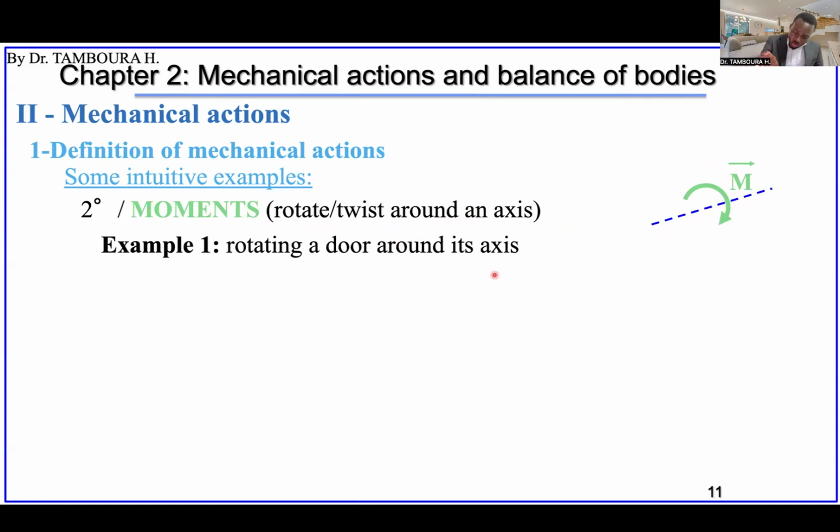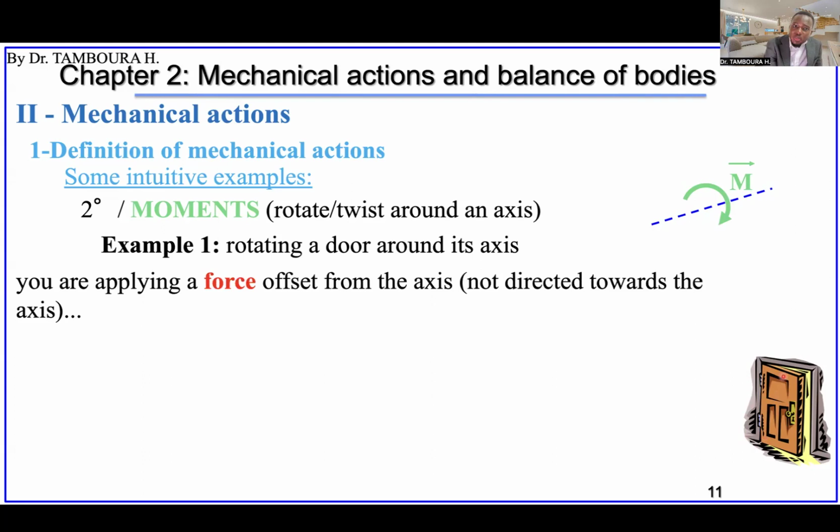When you open or you close a door, the force you are using is rotating around its axis, right? So the door is like this. This is where you grab and push or pull, okay? When you are pushing or pulling at this point, the force is rotating around this axis, right? So the rotation around this axis, the force you are using to open or close the door is causing a moment around this axis, right?